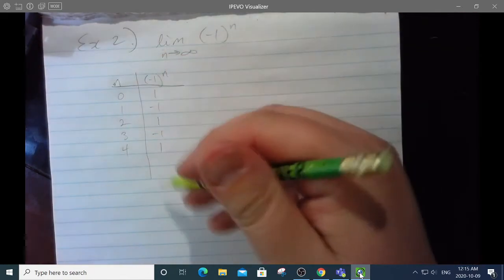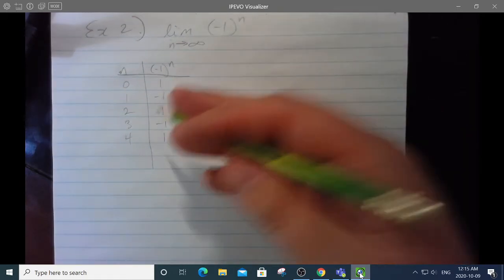Okay, so when n is 0, we get 1. When n is 1, we get -1. When n is 2, we get 1. When n is 3, we get -1. When n is 4, we get 1. We toggle back and forth between positive and negative. Okay, and that's just the integers, right?